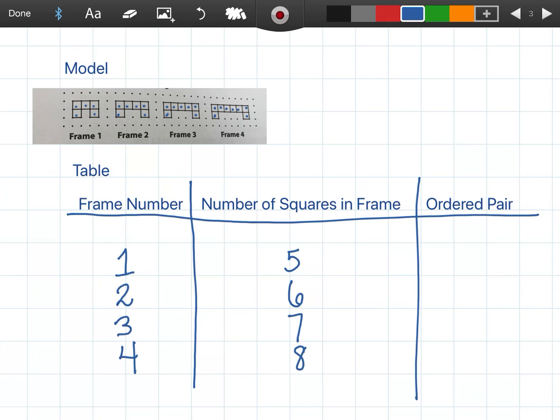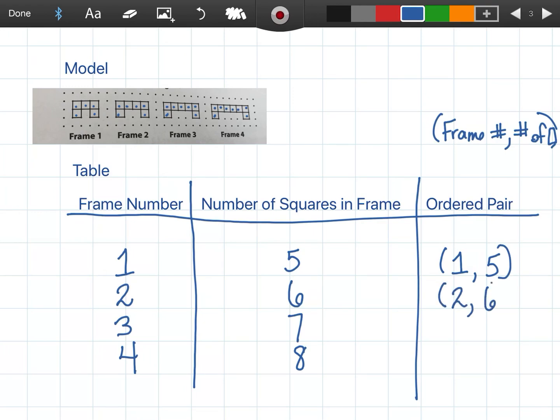And what we could do is create an ordered pair. An ordered pair is just 2 numbers that go together as a relationship. In this situation, we're going to put the frame number first, and then the number of squares as the second one. So our first ordered pair is going to be 1, 5, because 1 is our frame number and 5 is the number of squares. Our next ones are 2, 6, 3, 7, 4, 8. What these ordered pairs mean is that these numbers are connected. One is determined by the other. So that's our first 2 representations.